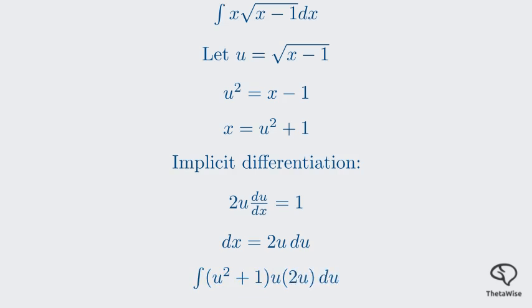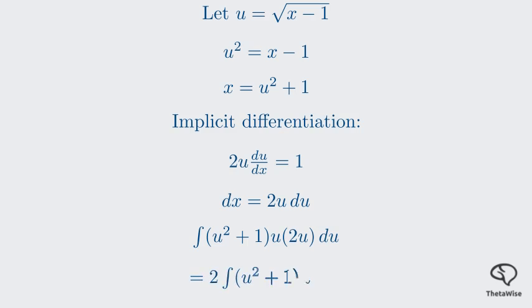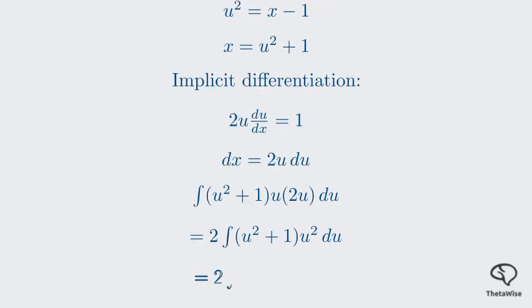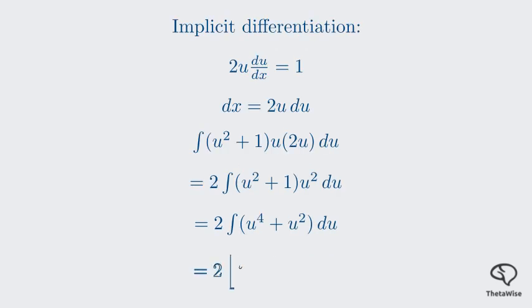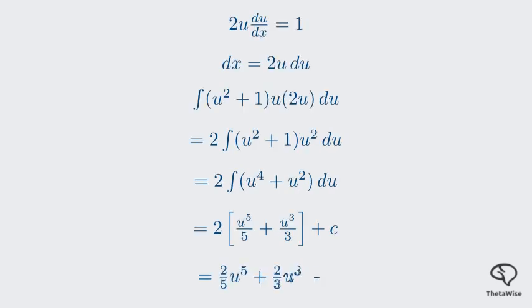See how everything is now in terms of our new variable u? Now we can simplify and integrate. Let's start by multiplying. The u and the 2u multiply to give 2u squared. We can pull the 2 out of the integral and then distribute the u squared into the parenthesis. This gives us the integral of u to the 4th plus u squared. This is a standard polynomial that is much easier to integrate. Using the power rule for integration, the integral of u to the 4th is u to the 5th over 5, and the integral of u squared is u cubed over 3. Don't forget the constant of integration, c. Distributing the 2 gives us our answer in terms of u.